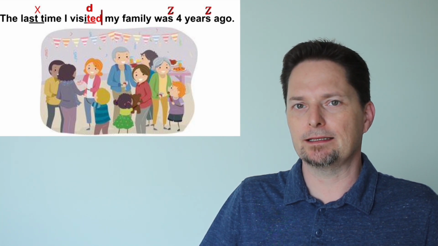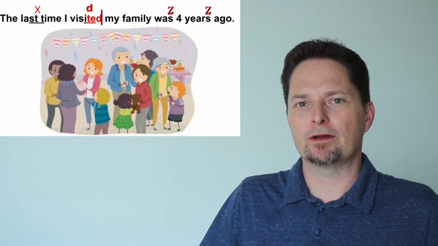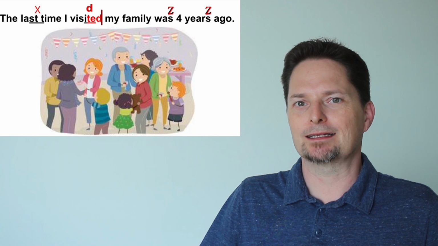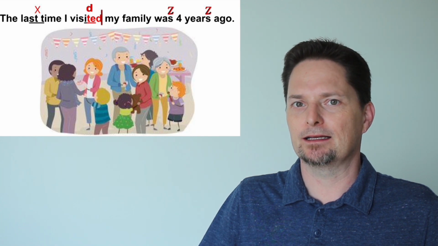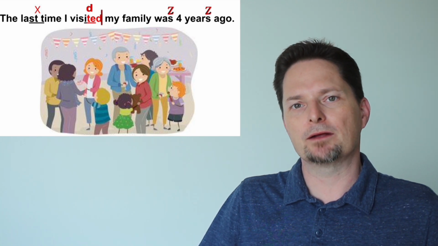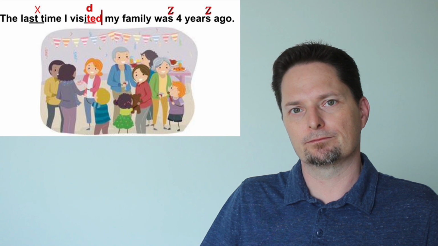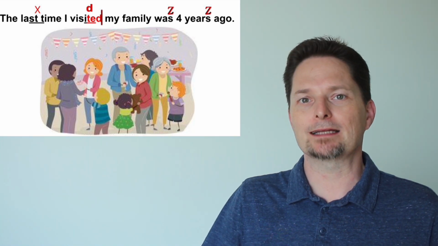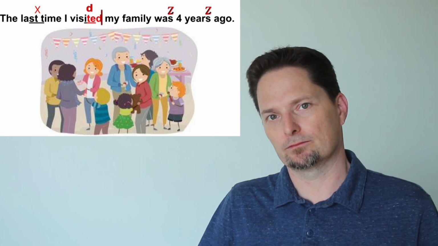That's right, the T in visit is between vowels. Visited. So the T is pronounced as a D. Visited. Fast D. Visited. The last time I visited my family was 4 years ago. The last time I visited my family was 4 years ago.